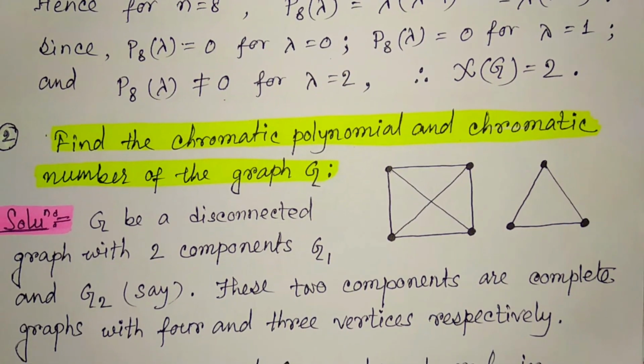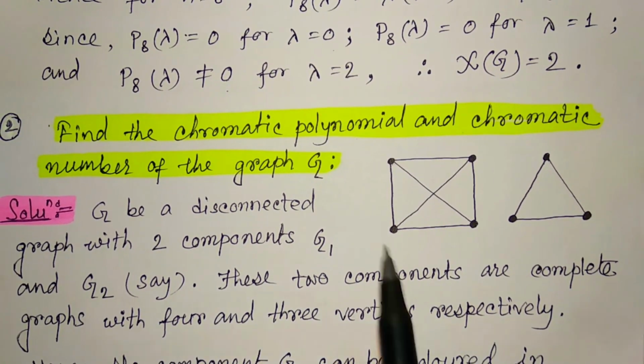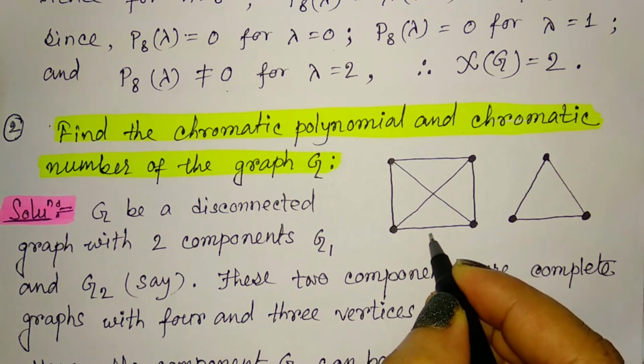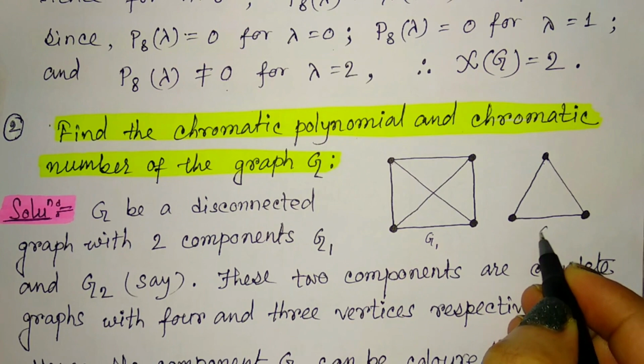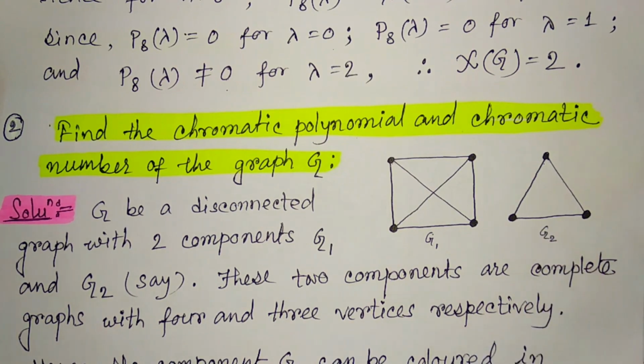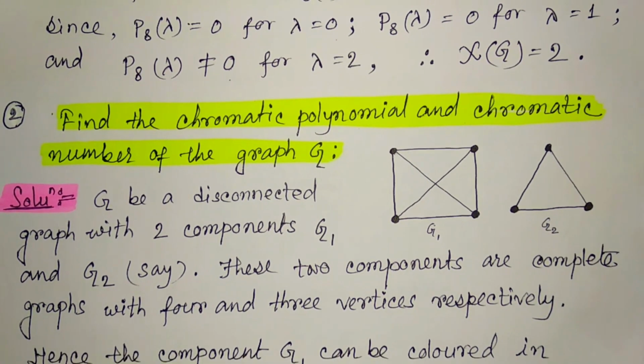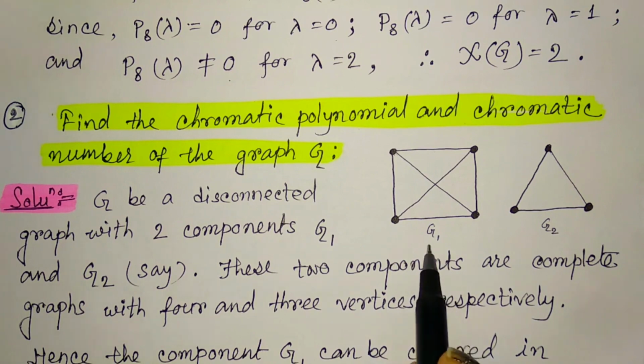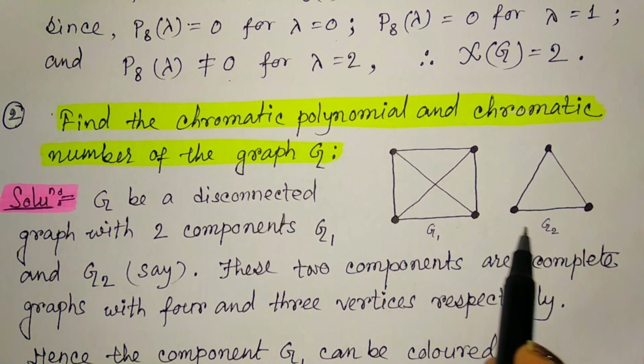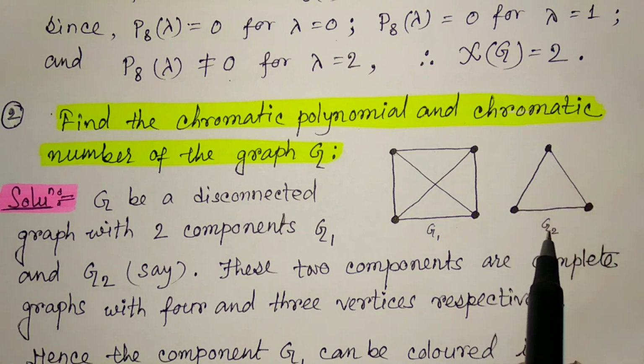So the disconnected graph has two components. Each component we can treat as an individual graph. So the first component we call the graph G1, and the second component, let us say it is G2. For the first component, it is a complete graph with 4 vertices. And similarly the second component, again it is a complete graph with 3 vertices.